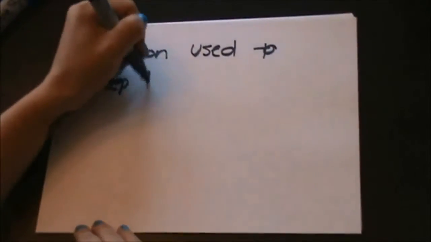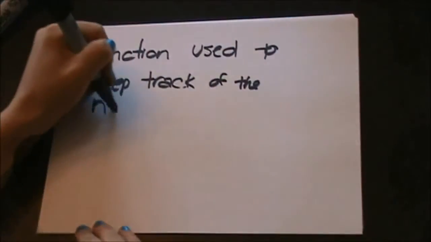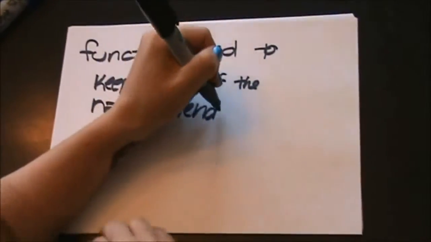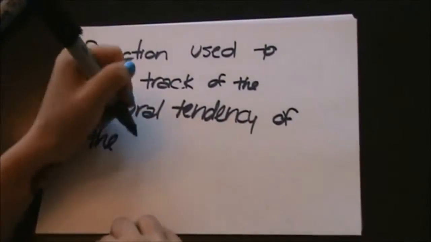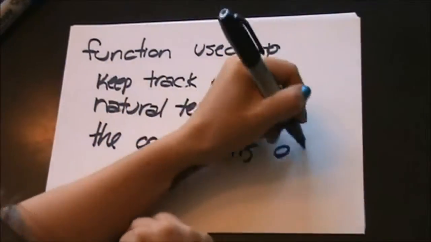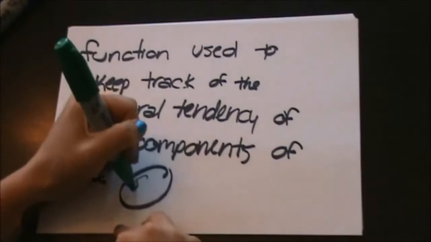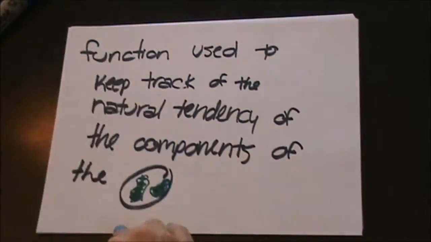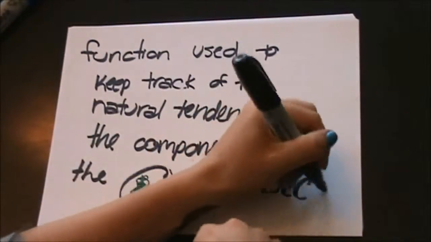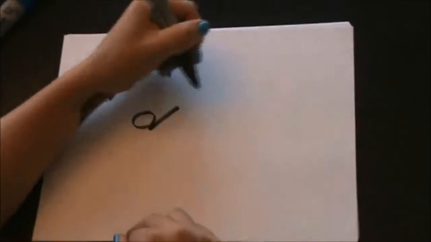Do you remember when we talked about the first law of thermodynamics? There's also a second law of thermodynamics that states that the entropy of the universe is always increasing. Entropy is designated by the letter S. Entropy is a function used to keep track of the natural tendency for the components of the universe to become disordered. Essentially, it's a measure of disorder and randomness.